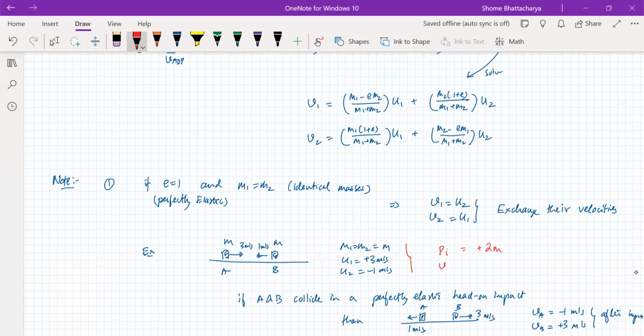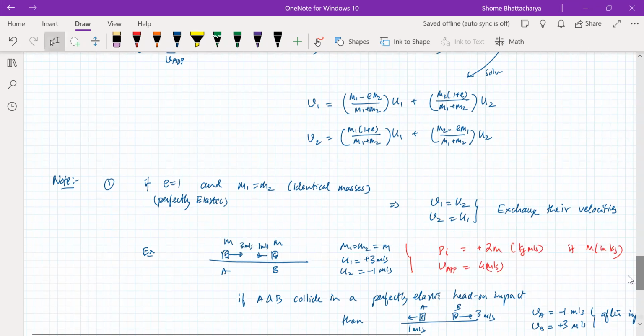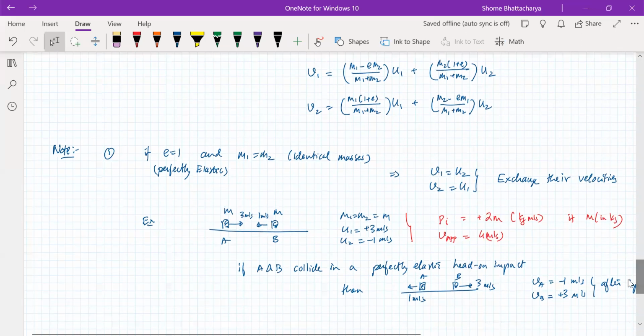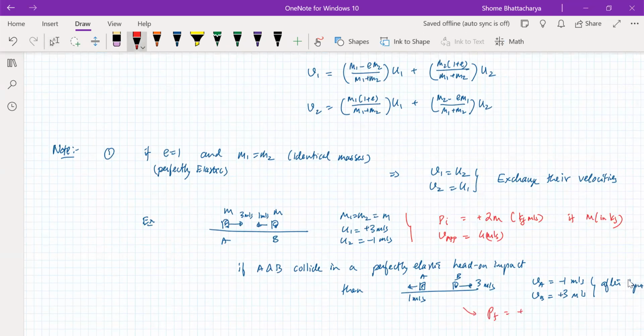Okay, and what is the approach velocity? You can see it is 4 meters per second. But similarly, you can also see what the final momentum is. From this you can understand the final momentum is again plus 2m. That's correct. Okay, and the separation velocity is again 4 meters per second. That's also correct. And similarly, if you work out the kinetic energy also, you'll see it is conserved.